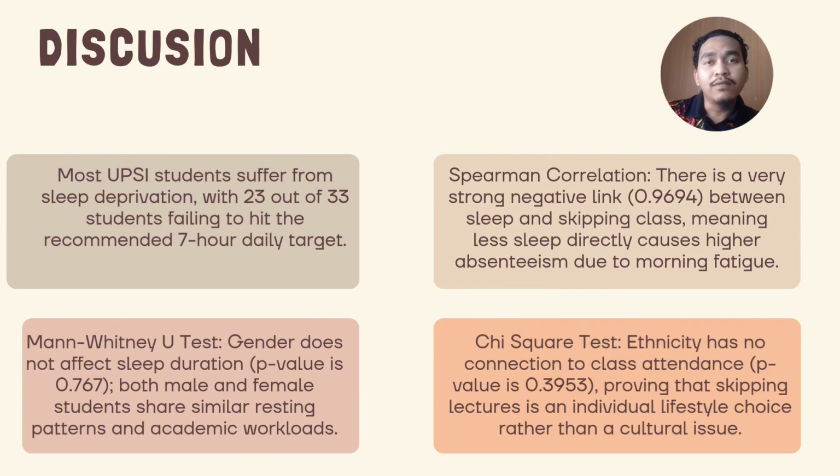The Mann-Whitney test found no significant difference in sleeping hours between male and female students, with a p-value of 0.767. This suggests that gender does not influence sleep duration, and both groups experience similar sleeping patterns and academic demands. Finally, the chi-square test showed no significant association between ethnicity and class attendance, with a p-value of 0.3953. This indicates that attendance behavior is more likely influenced by individual lifestyle and time management rather than cultural or ethnic background. Overall, our findings suggest that sleep duration is the key factor related to student class attendance, while gender and ethnicity do not have a significant influence in the study.